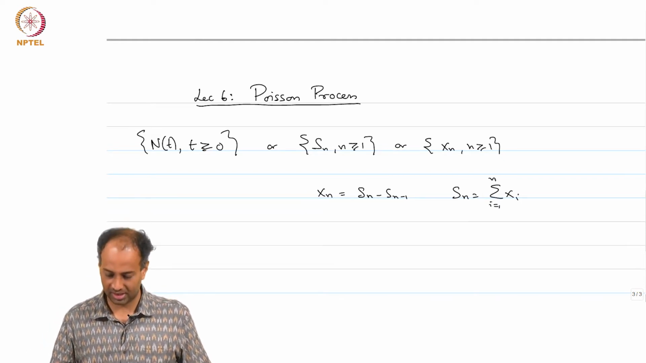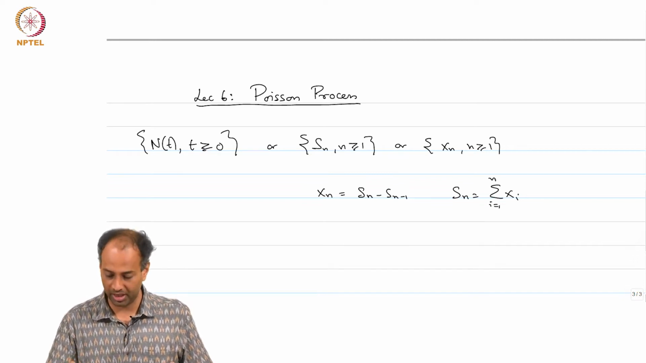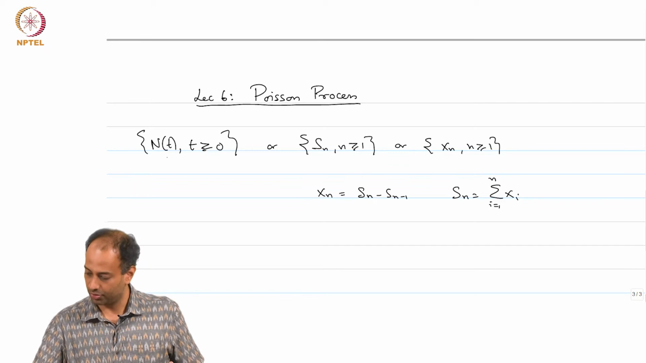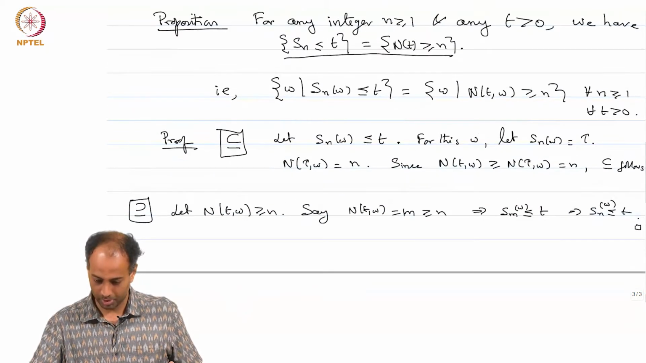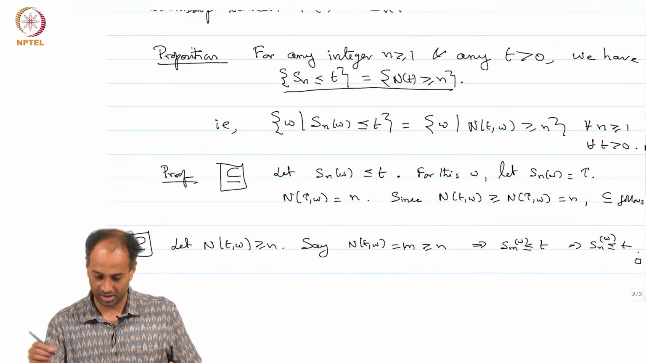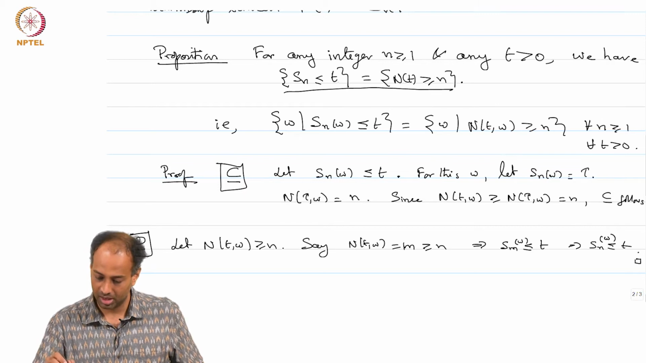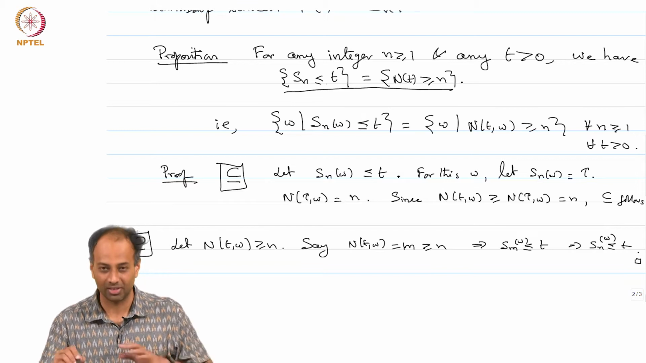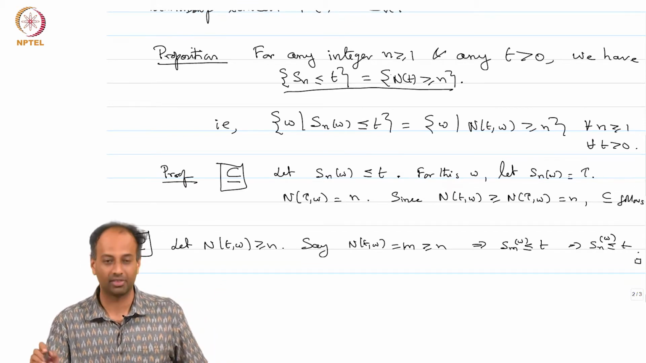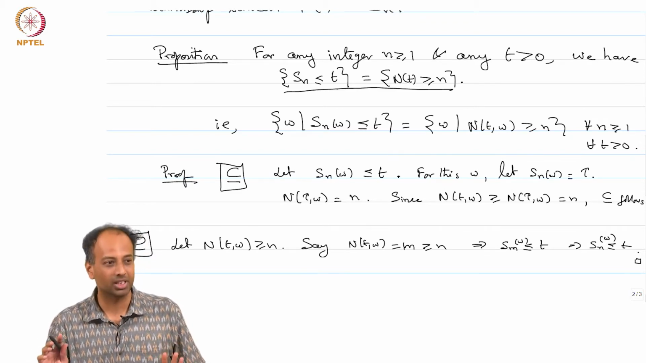And there is also a statistical equivalence that we just proved between S_n and the N(t)'s. If you go back to the proposition that we proved in the previous module, this event is equal to this event. So in principle you can get the CDF of S_n. If you know the CDF or joint CDF of S_n, you can get the joint CDF of N(t) and vice versa.